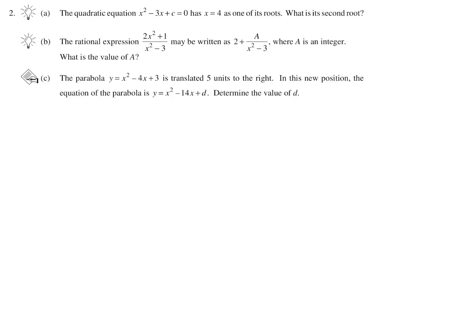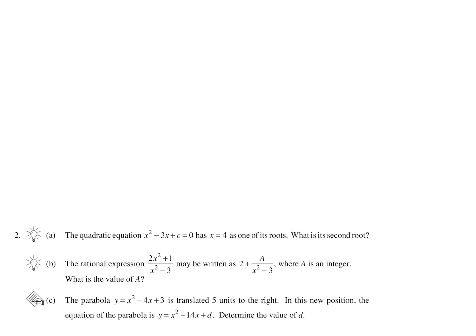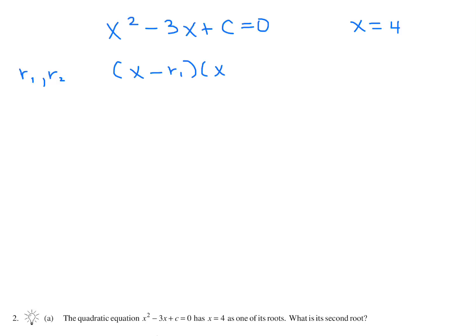The quadratic equation x squared minus 3x plus c is equal to 0 has x equals 4 as one of its roots. What is the second root? So we've got x squared minus 3x plus c is equal to 0, and x equals 4 is one of its roots. So let's say the roots were r1 and r2. This can be written, therefore, as (x minus r1) times (x minus r2), if those were the roots.